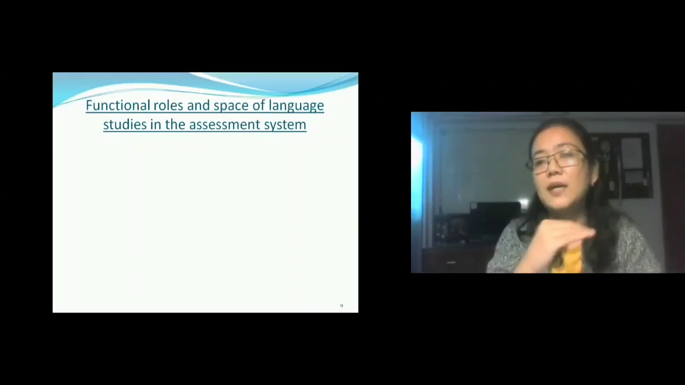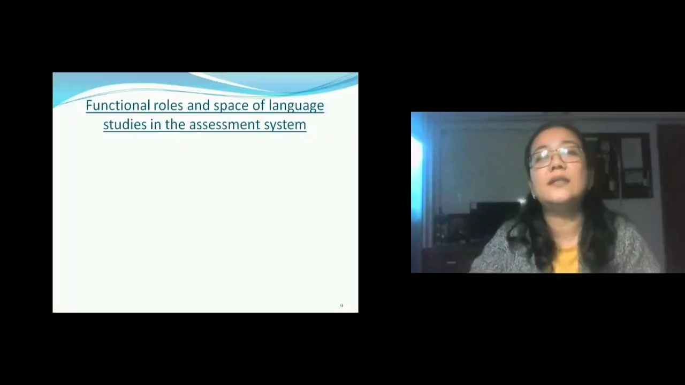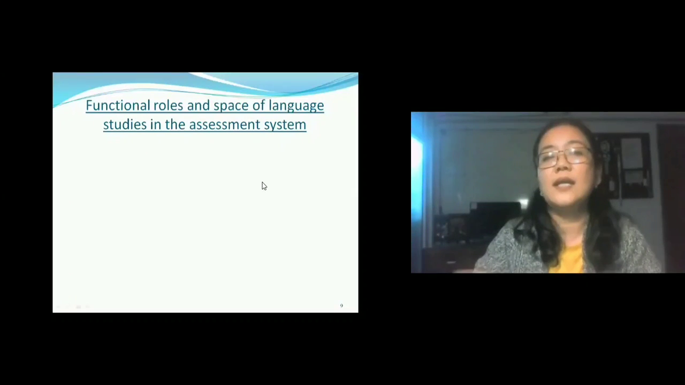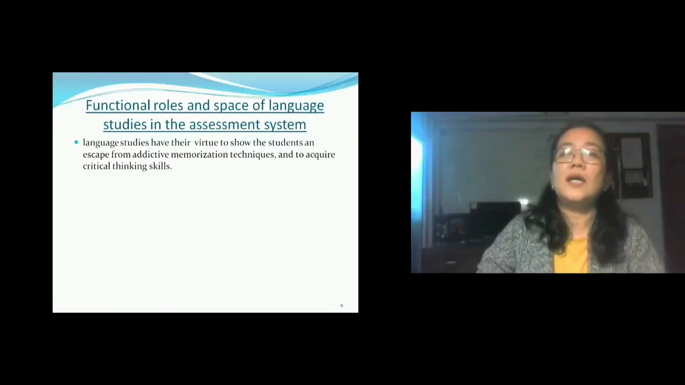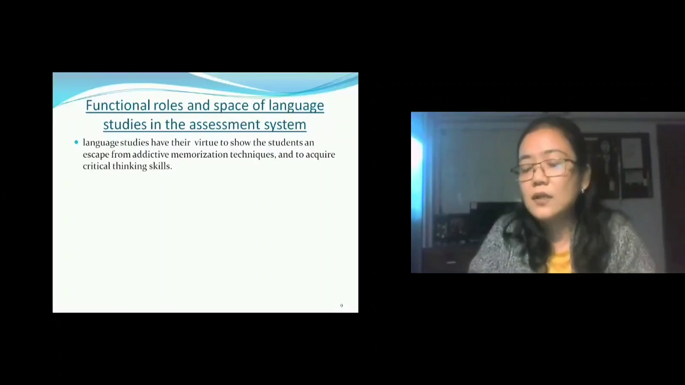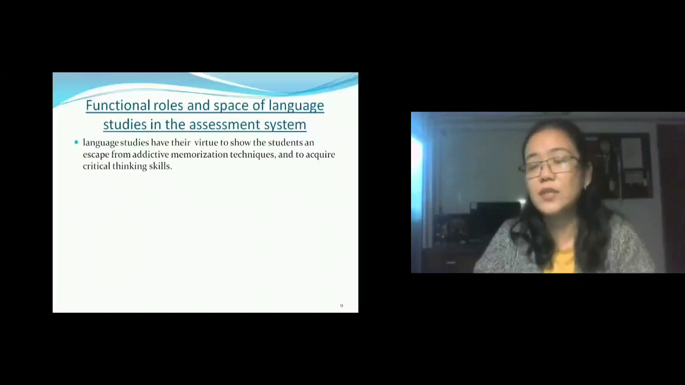Another part of my title is about the functions and roles of the English language class. Actually, it's about language study here. I mean English language studies in the assessment system, the currently existing assessment system. So what is language? Why are we learning language? It's not just to pass the exam or to have good grades and good marks in the exam, because language study has its own value.